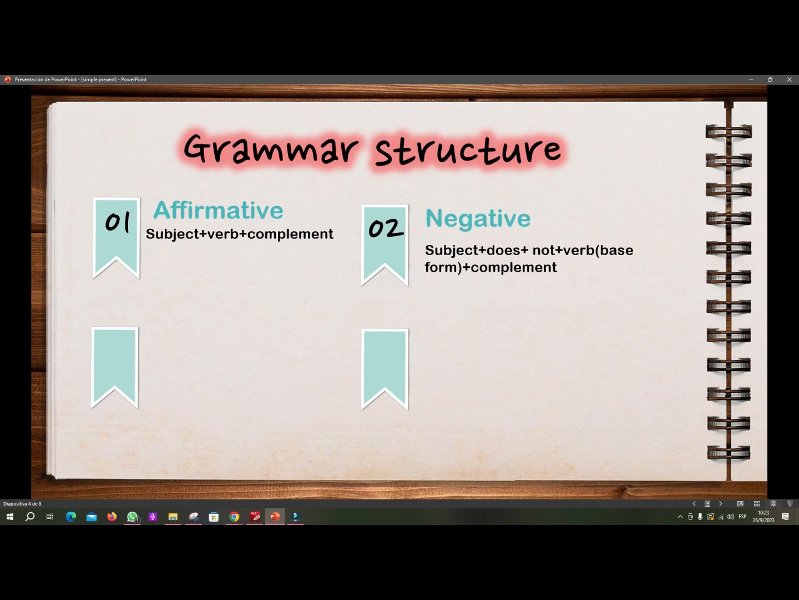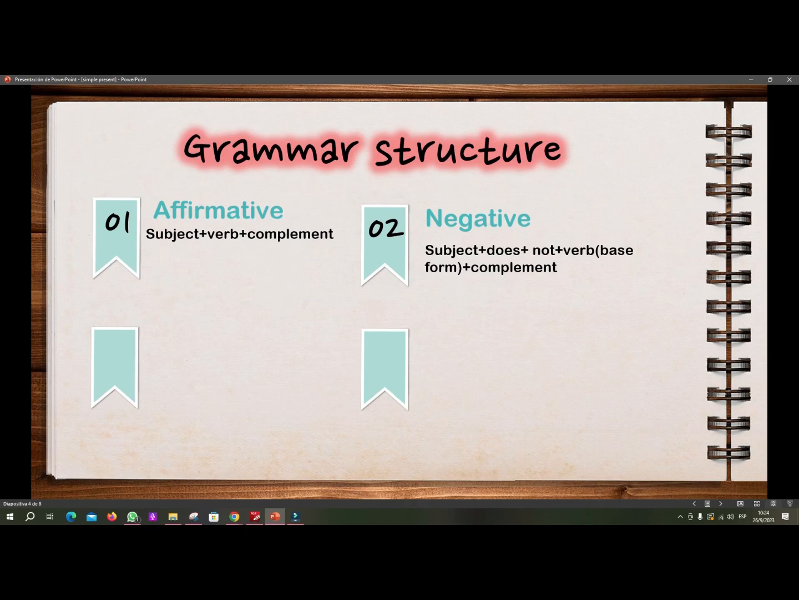For the negative one, we're going to have the subject plus does. In this case, we need to use the auxiliary does, right, for third person. Also, we're going to add the word not plus the verb in the base form. In this case, we don't need to add S, IES, no, because we're using here the auxiliary does. Then, you're going to write a complement.